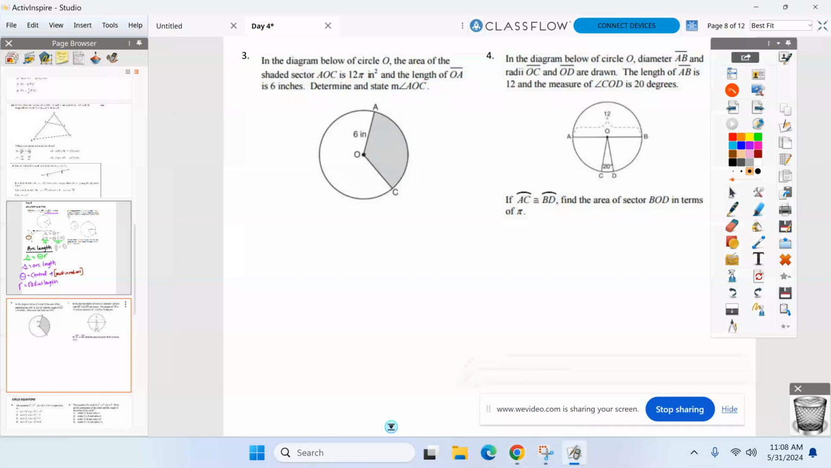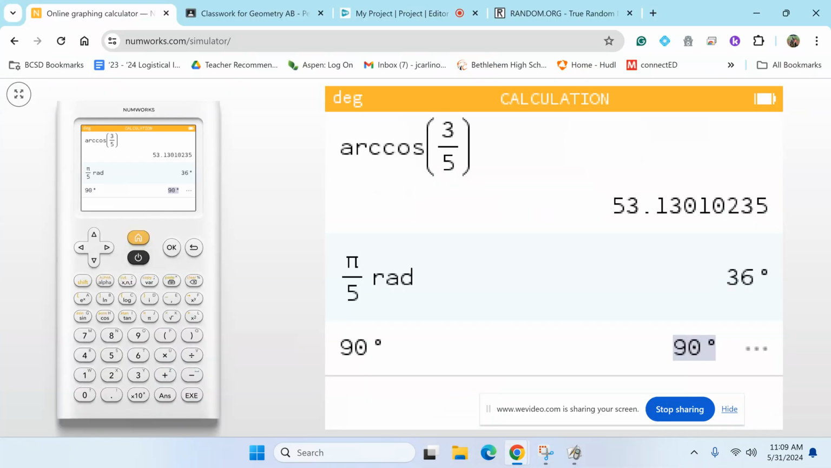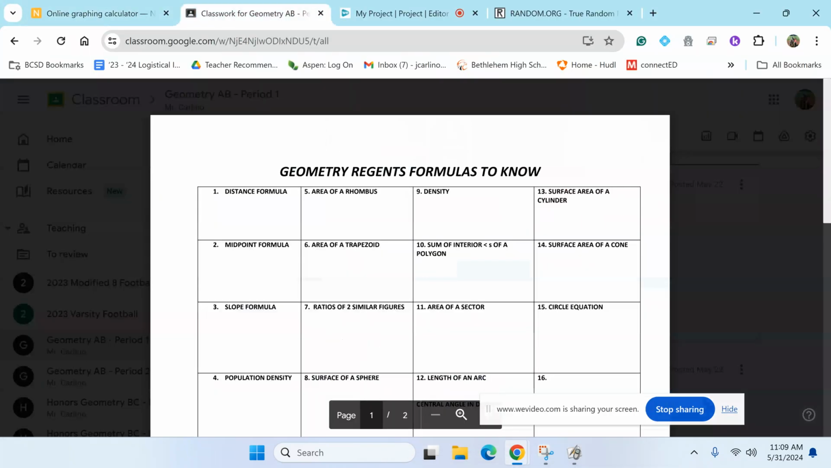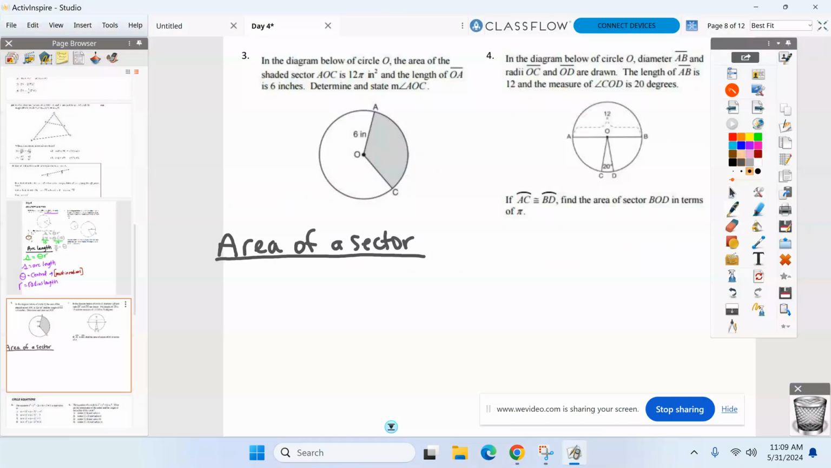We had arc length. Now we're going to go to sector. Remember, this was called a sector. 2 radii connected by an arc. So how do I find the area inside a sector? Area of a sector. Another formula, not on the formula sheet, but hey, look at that. It's on our ones we need to know. All right, here we go. Maybe some of you remember it.